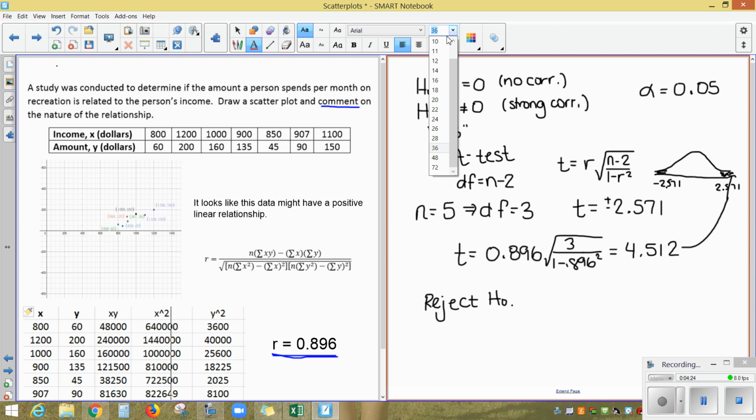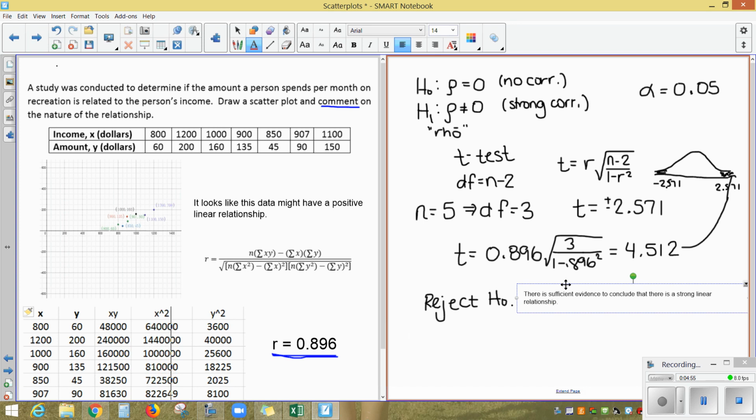If we reject the null, that means there is sufficient evidence to conclude that there is a strong linear relationship. If we do not reject the null, that means we're accepting that rho is 0 or close to 0, and therefore there's no correlation. So here we have a strong correlation or a strong linear relationship with this data. This means when we get to the next section and we want to find the equation of that line, we can proceed and go ahead and do that.